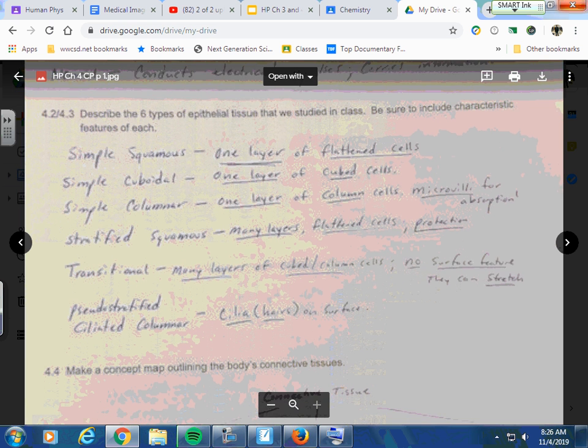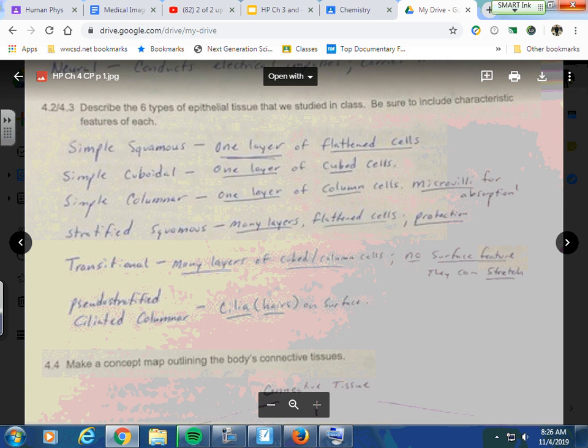Okay, so that's 4-1, the first success criteria. And then 4-2 and 4-3 are grouped together because it's all about epithelial tissues. I tried to make some notes of characteristic features. I should probably add more notes on locations in the body, so maybe I'll write that in on this video. But first of all, we have the 3 simples, meaning the 3 types of tissue that are only one layer of cells. That's what simple means, right?